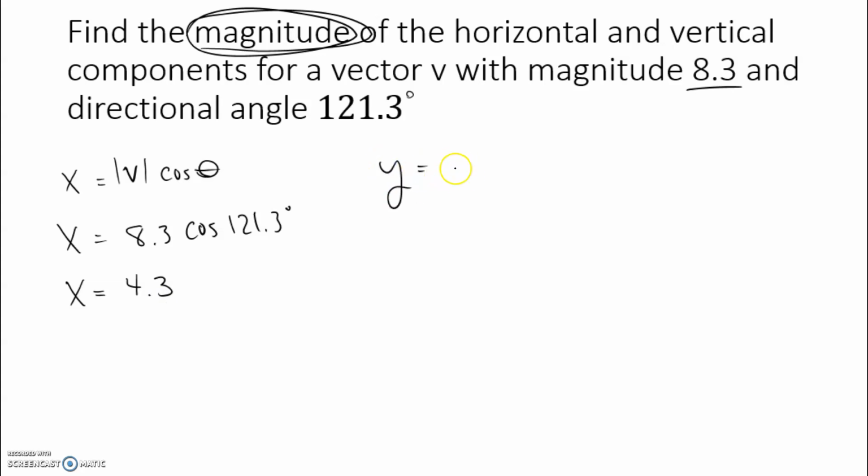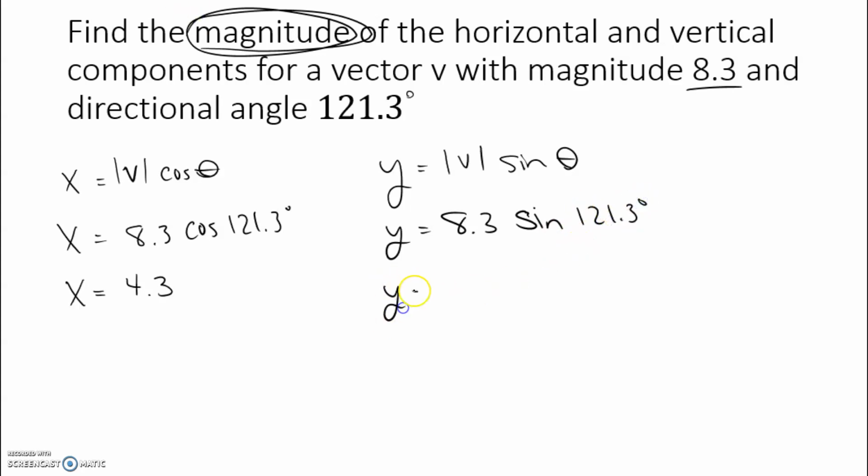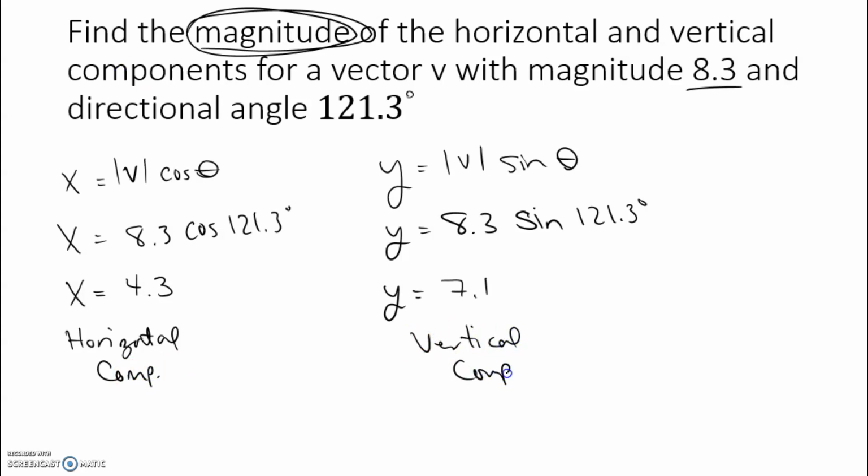So y would be the magnitude of v times sine of theta. So that would be 8.3 times sine of 121.3. And this would be 7.1. So this is the horizontal component, and this is the vertical component.